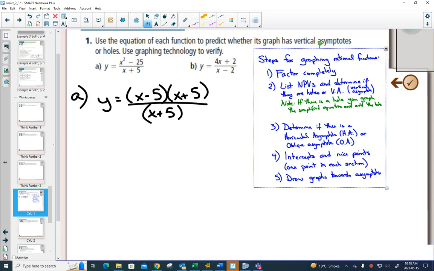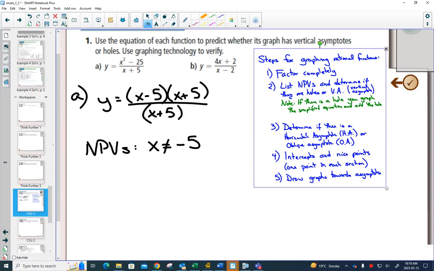Okay? We then list our non-permissible values. In this case, x can't equal -5. And that takes us to step 2. Step 2, in listing the non-permissible values, we have to determine, is the non-permissible value going to be a hole, or is it going to be a vertical asymptote?